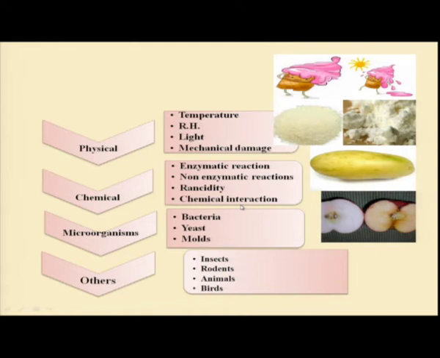Then the other reasons for food spoilage would be insects, rodents, animals, birds, etc., either in post-harvest storage or during storage. All these insects, rodents, animals and birds can contaminate the food and cause damage to the particular food product concerned.